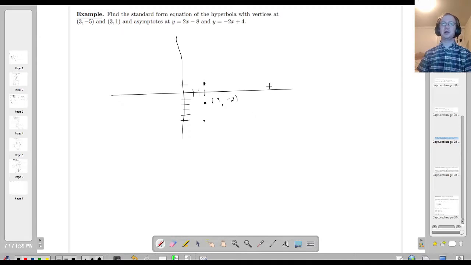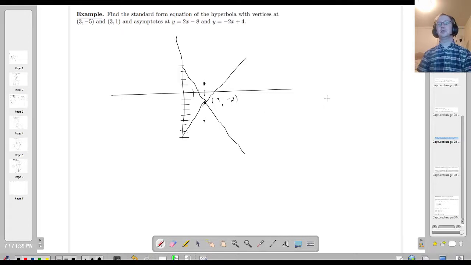Okay, so I've got H, I've got K. Now let's sketch these asymptotes that we're given. So 2x minus 8. 1, 2, 3, 4, 5, 6, 7, 8. Okay, so that. And -2x plus 4. Like that.